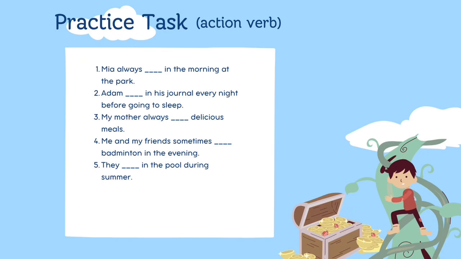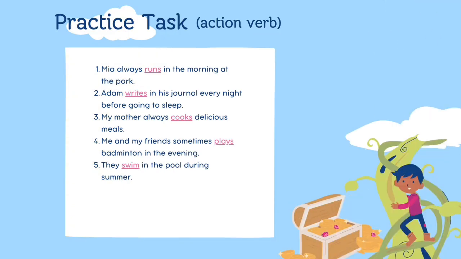1. Mia always in the morning at the park. 2. Adam in his journal every night before going to sleep. 3. My mother always delicious meals. 4. Me and my friends sometimes badminton in the evening. 5. They in the pool during the summer. So, this is the answer.